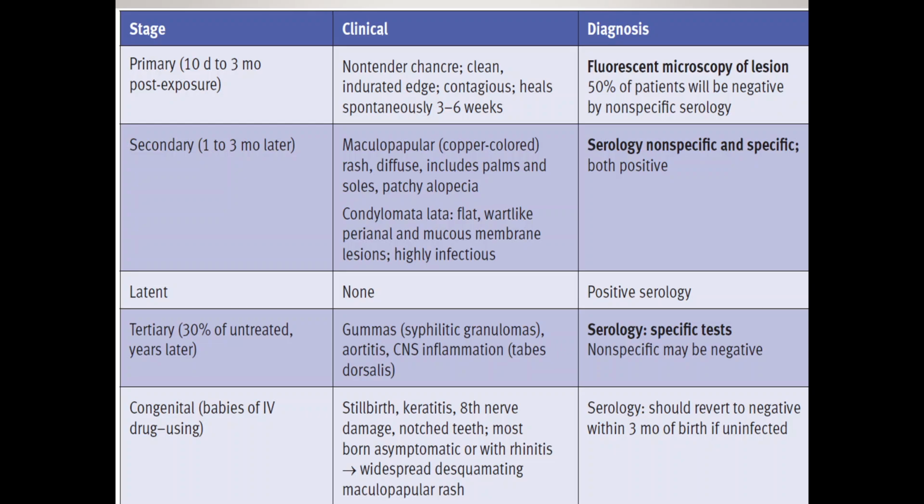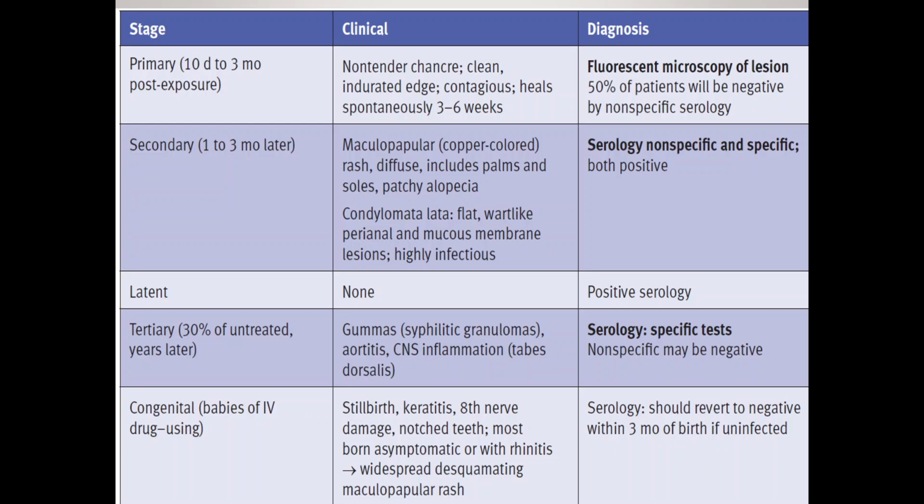Latent stage: without clinical symptoms, method of laboratory diagnosis, serological technique. Tertiary stage: forming gummas, syphilitic granulomas, aortitis, central nervous system inflammation, tabes dorsalis. For diagnosis, you will use serological techniques, specific tests, and non-specific tests; the cardiolipin antibody test will be negative.